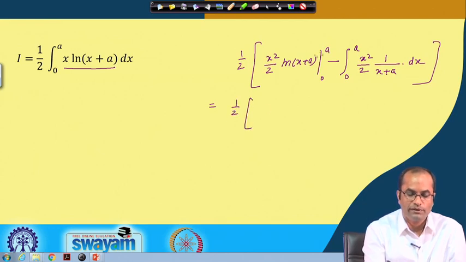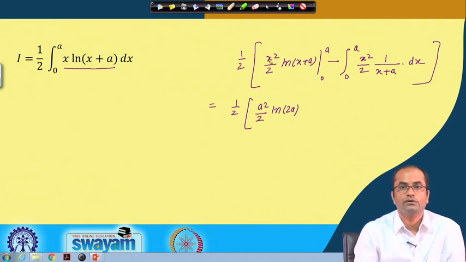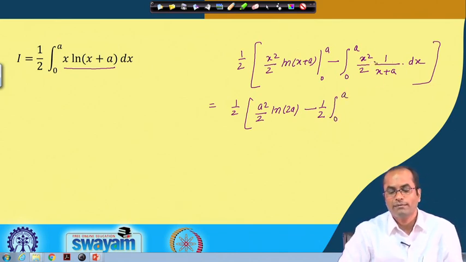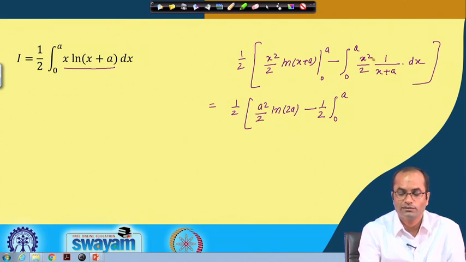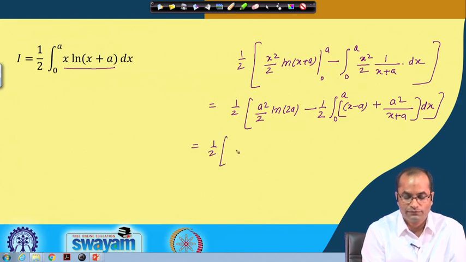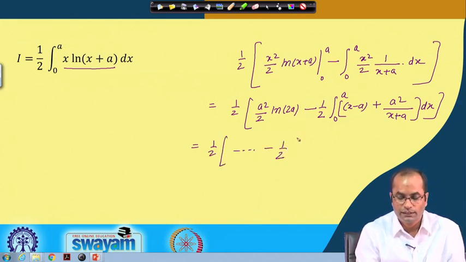So, half, and then the upper limit x gives a squared by 2 and ln 2a, minus this 0 because of this x, and then we have a minus sign with half, and from 0 to a, this x squared. So I am adding here plus a squared minus a squared. This x squared minus a squared will become (x - a)(x + a). So x plus a will get cancelled. So you will get x minus a here, and then there was a term plus a squared over x plus a, and then dx.